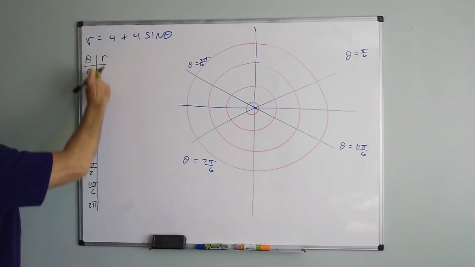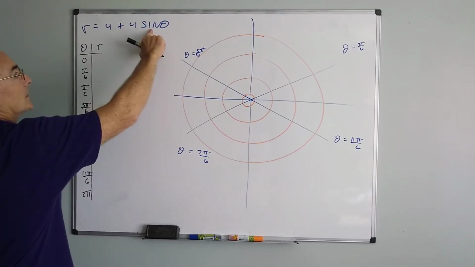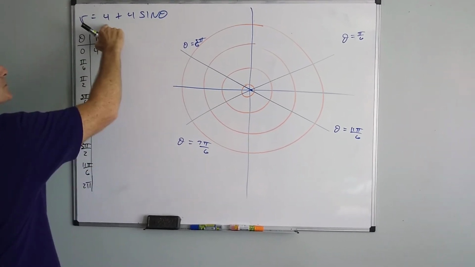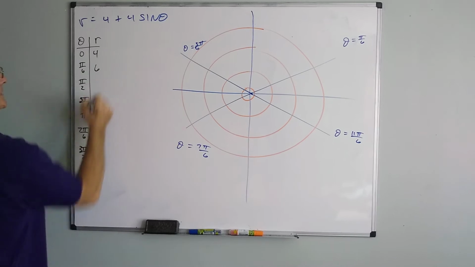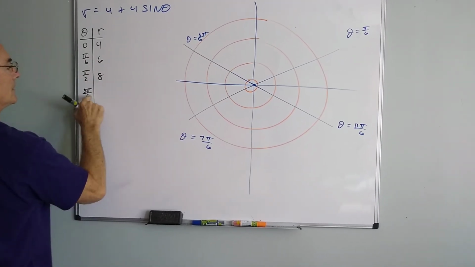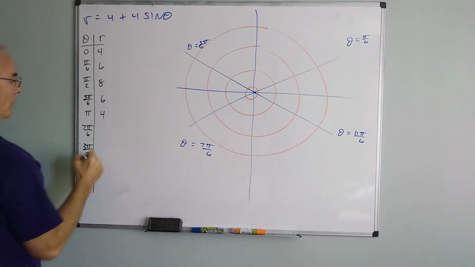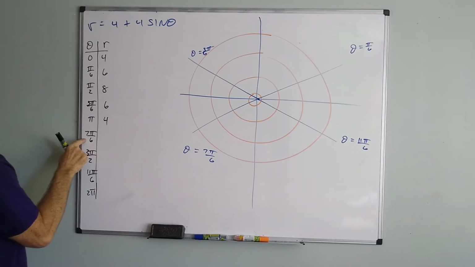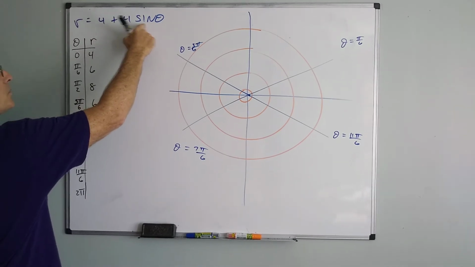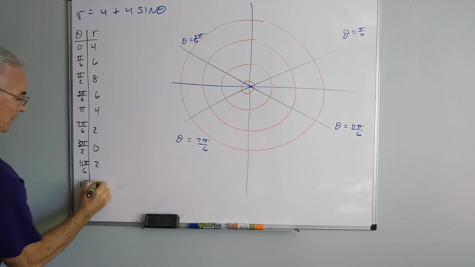So if I said, let's make a table of values, that's the simplest way to go about it. When theta is 0, sine of 0 is 0, so I would get 4. Sine of pi over 6 is a half, so 4 plus 4 times a half would be 6. Sine of pi over 2 is 1, so 4 plus 4 times 1. Sine of 5 pi over 6 is a half, and sine of pi being 0, we're back to 4. Now sine of 7 pi over 6 is negative a half, so this would give us 2. Sine of 3 pi over 2 is negative 1, so this would give us 0. 11 pi over 6, we'd be back to 2, and 2 pi, we'd be back to 4.